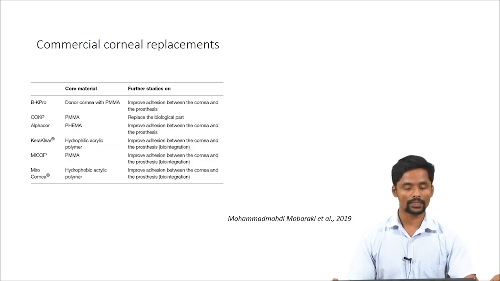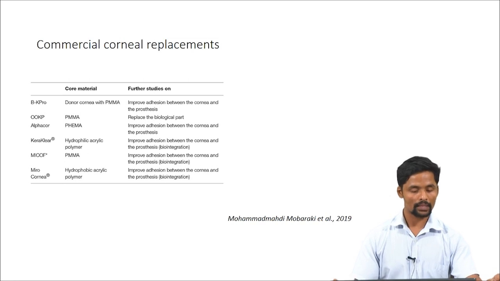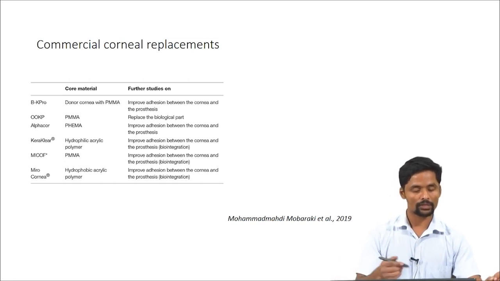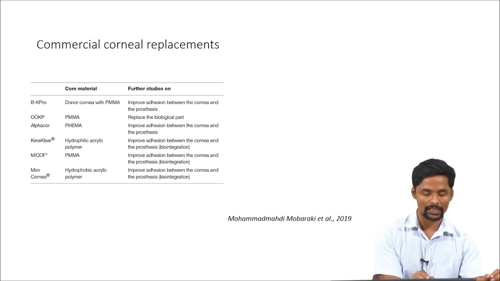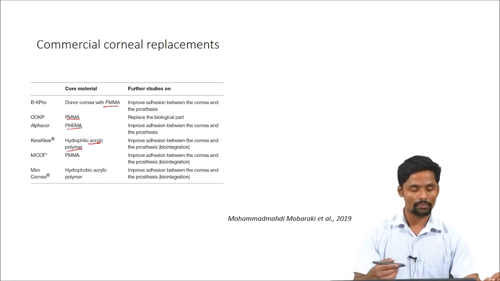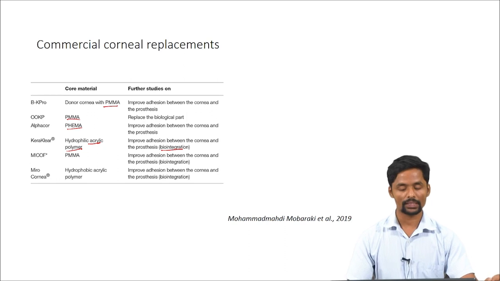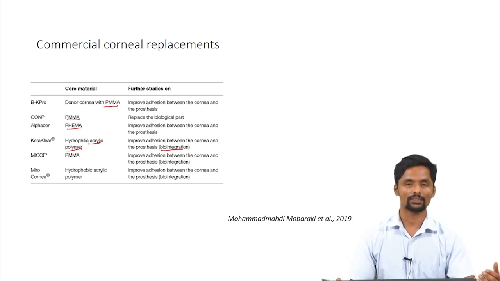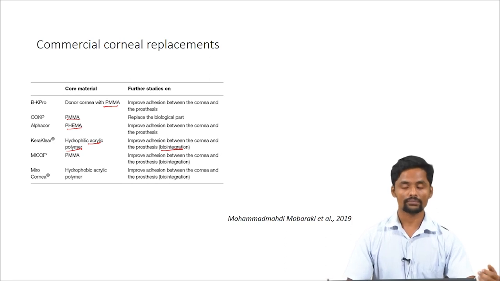And these are a few commercially available corneal replacements, and as you see here, most of the core materials used for these corneal replacements are synthetic in nature: PMMA, polyHEMA, acrylic polymer. And as you see, the major drawback of these commercially available corneal replacements is integration, the poor adhesion between the cornea and the tissue engineering construct. Hence, future studies should focus on improving the integration of these tissue engineering constructs with the host tissue.